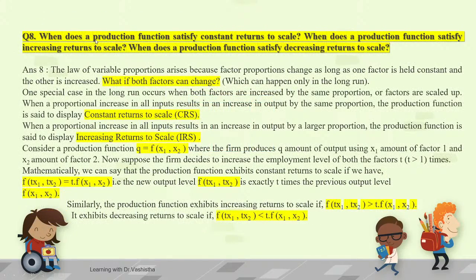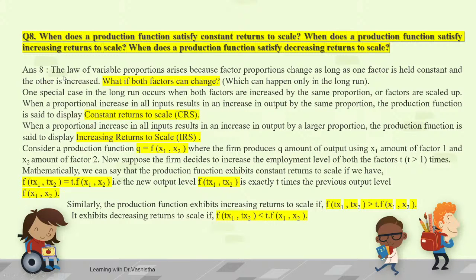Moving to another very important aspect: when does a production function satisfy constant returns to scale, increasing returns to scale, and decreasing returns to scale?